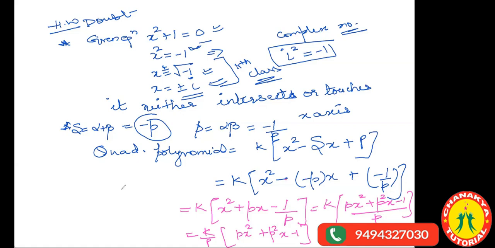Is there any doubt? Ma'am, if this is the case, if a question like this comes, then the formula of this only should be used, no, ma'am? K into x square minus sum of x plus product. Yes, this formula you need to apply. Whether variables or constants are given in the sum of the zeros or product of the zeros, you have to apply this formula. Right?